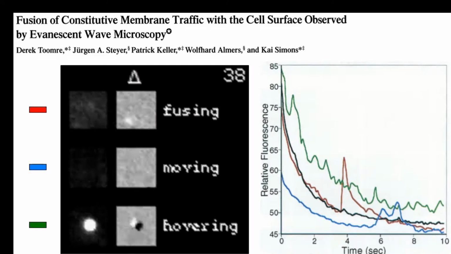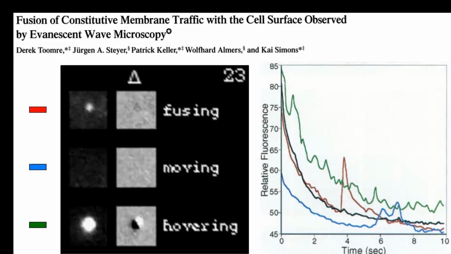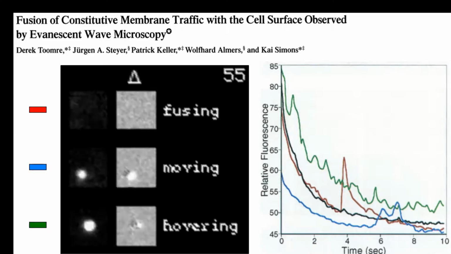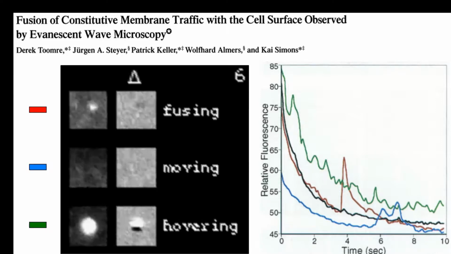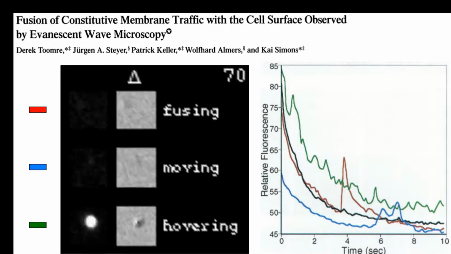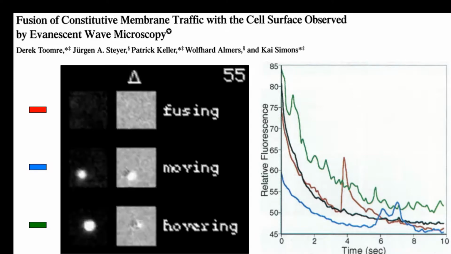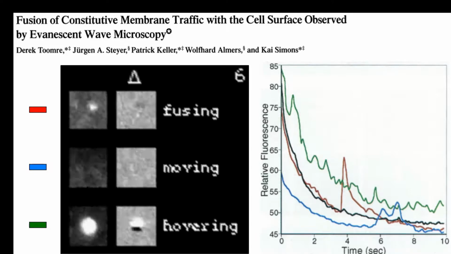The researchers noticed that the motion of the vesicles near the membrane could be categorized into one of three types, including vesicles that fuse, vesicles moving close to the membrane and then receding back up into the cell without fusing, and also vesicles that remain stationary, hovering close to the membrane for some extended period of time before eventually fusing.